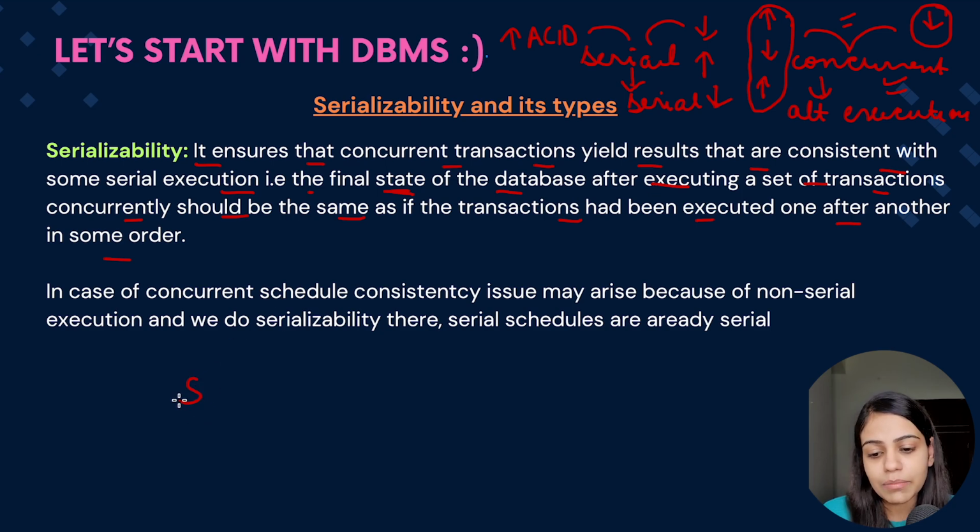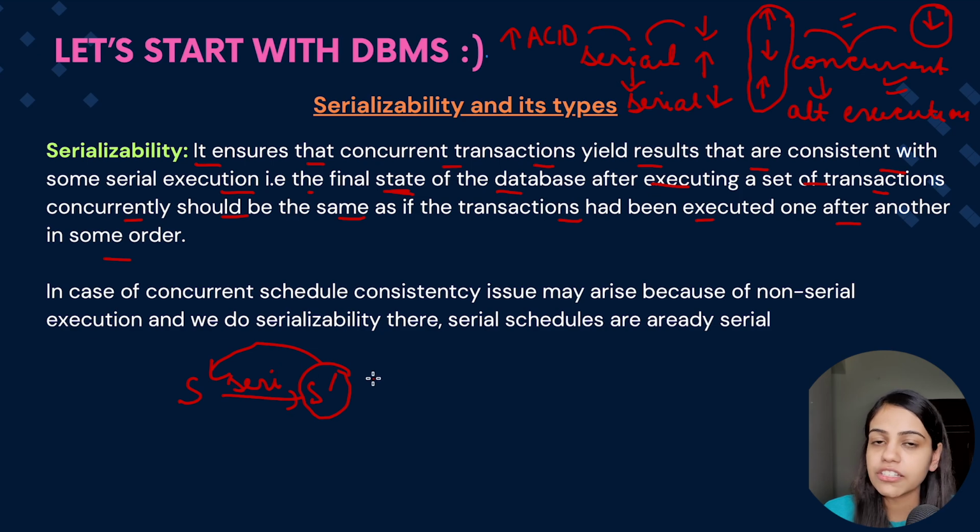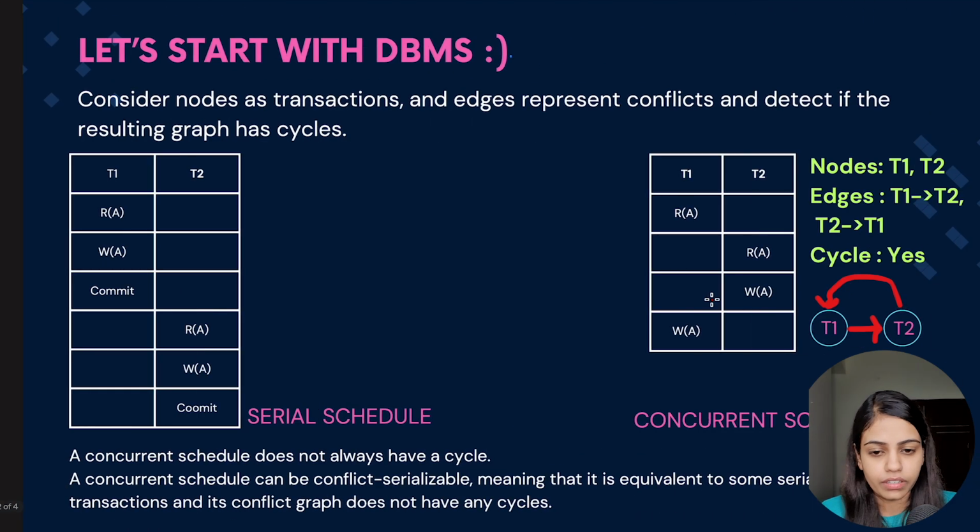So serializability makes sure that if there is any concurrent schedule and we are serializing that particular schedule, S dash would have a serial execution. So even if S dash is formed from a concurrent schedule, we make sure that S dash follows a serial execution so that the consistency is maintained. Now in case of concurrent schedule, consistency issues may arise because of non-serial execution, because of which we use the serializability concept. Coming to serial schedule, we don't need to use serializability because the execution is already serial.